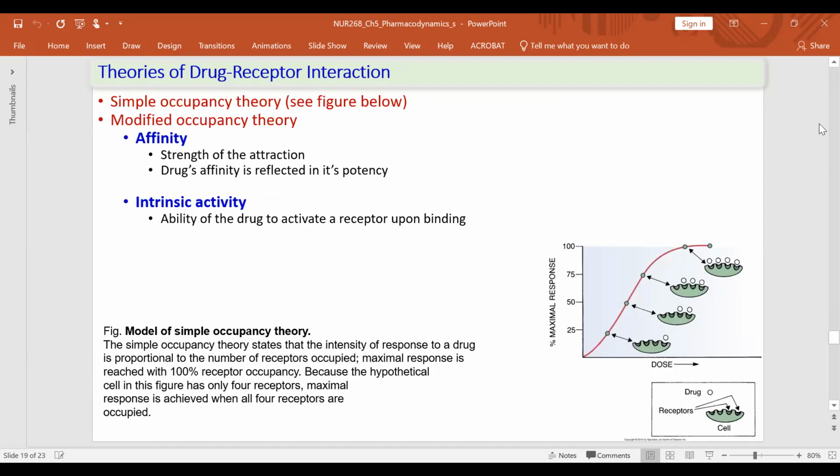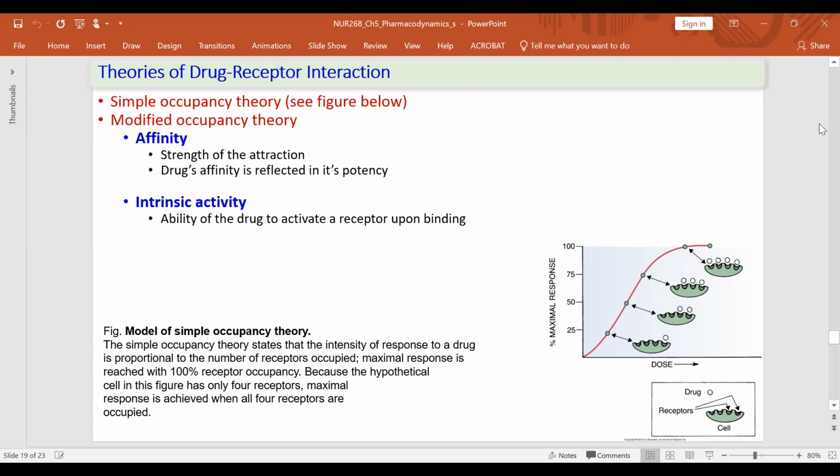Simple occupancy theory, modified occupancy theory, so affinity and intrinsic activity. So the affinity is the strength of the attraction of that specific molecule or drug to the receptors. Drug's affinity is reflected in its potency. Drugs with high affinity are very potent drugs because they bind to receptors at low concentration.